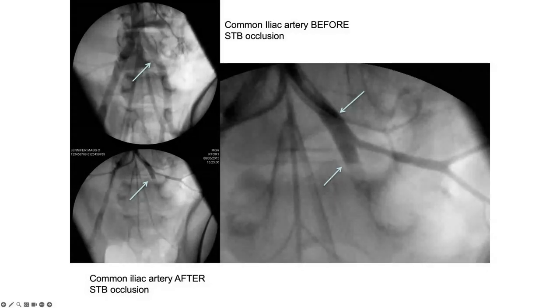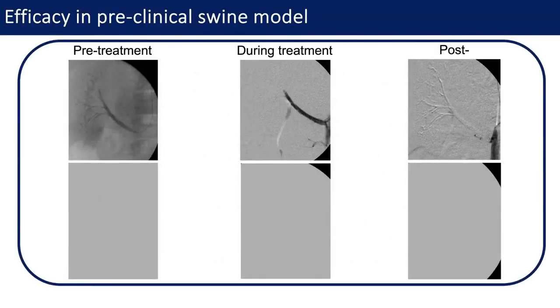Here, what you can see is that normally there is a large amount of flow in a blood vessel like the common iliac artery, which is a very high flow environment. And after you deposit the material here, you can significantly reduce the blood flow. So the embolization process here has worked well. And you can do this in other applications as well.